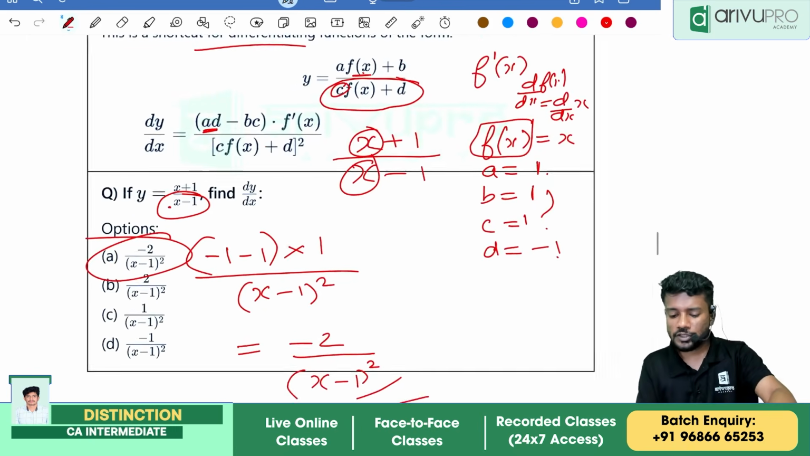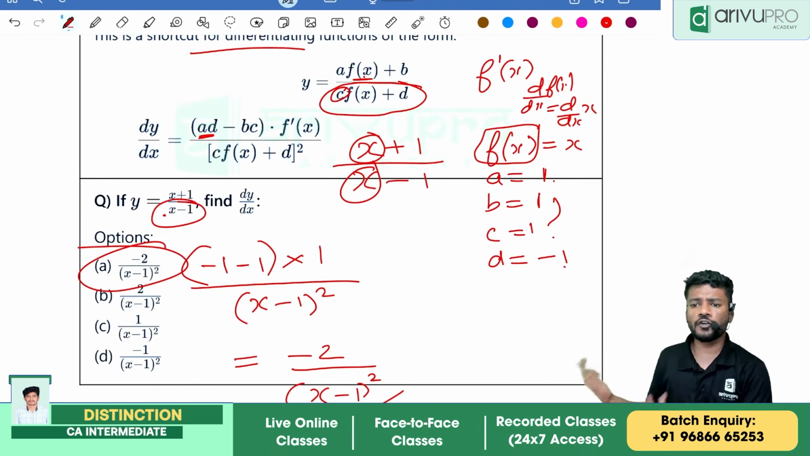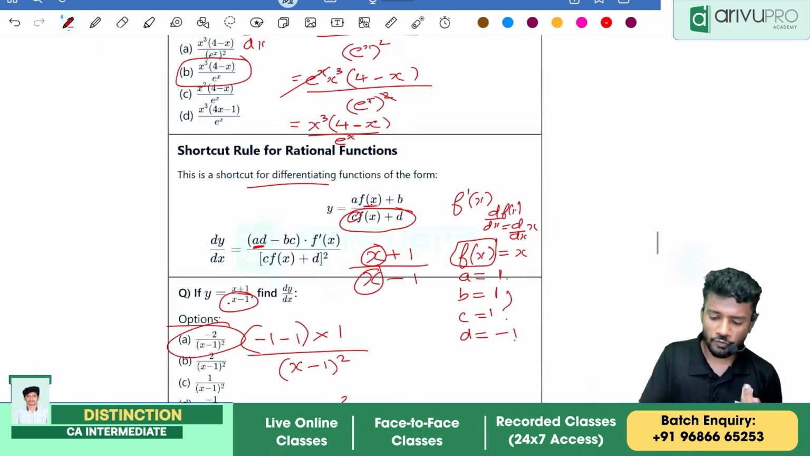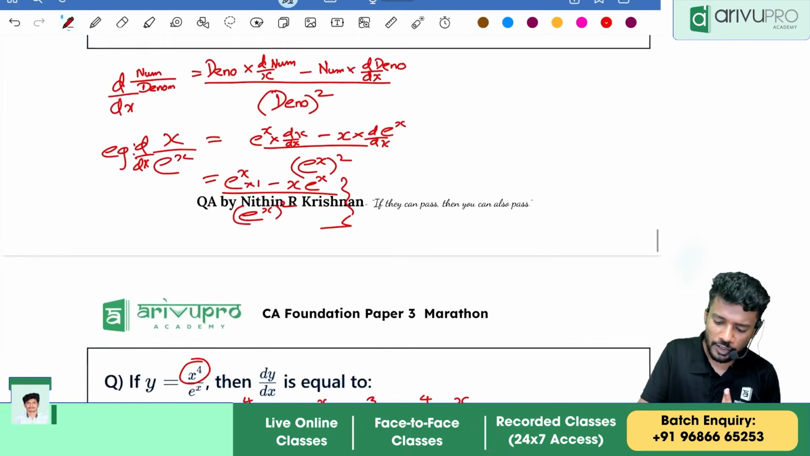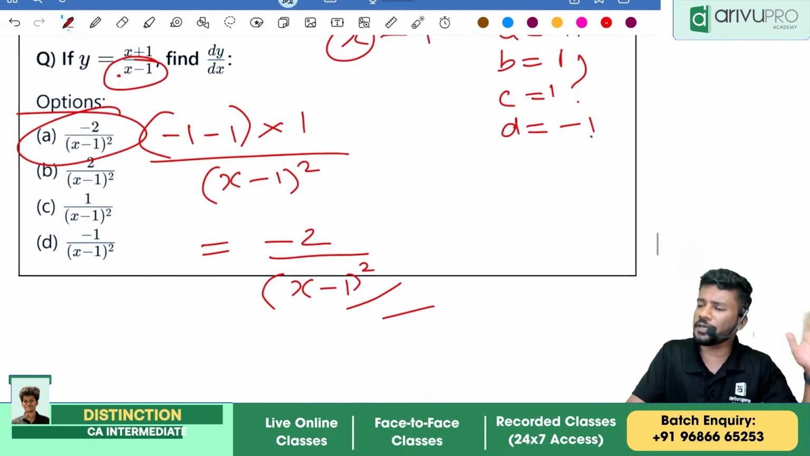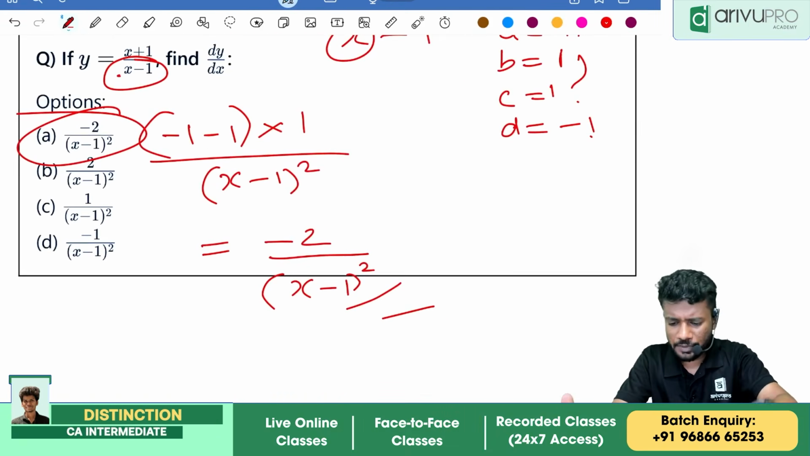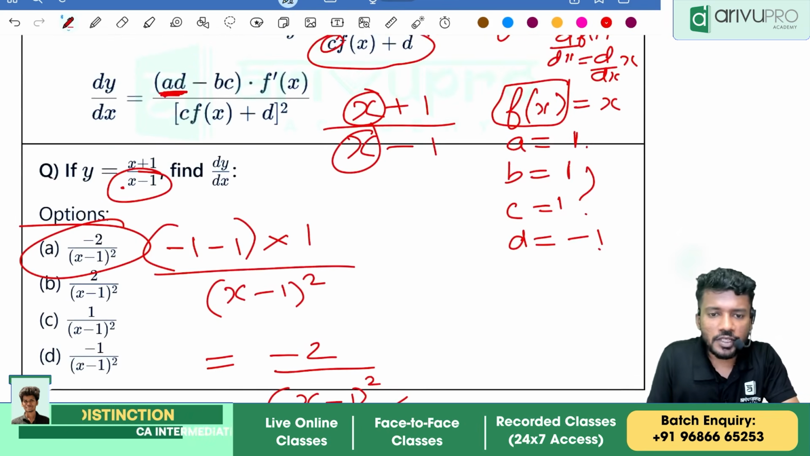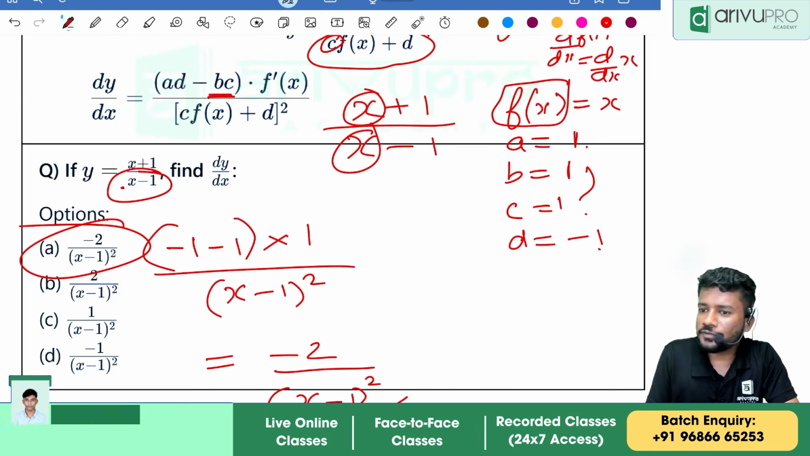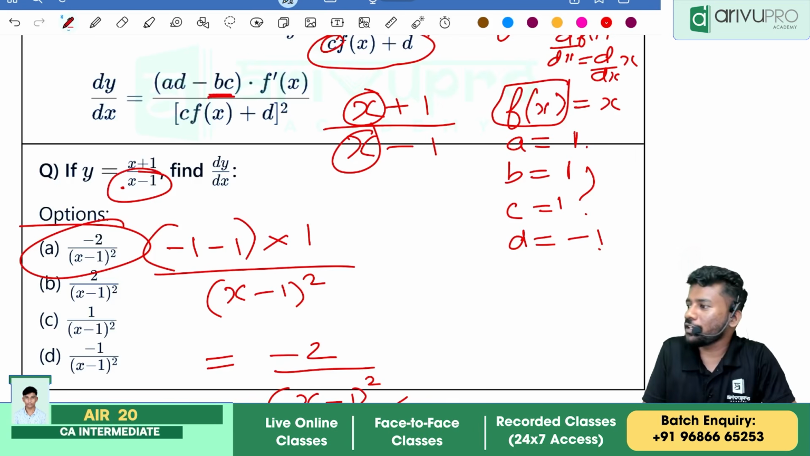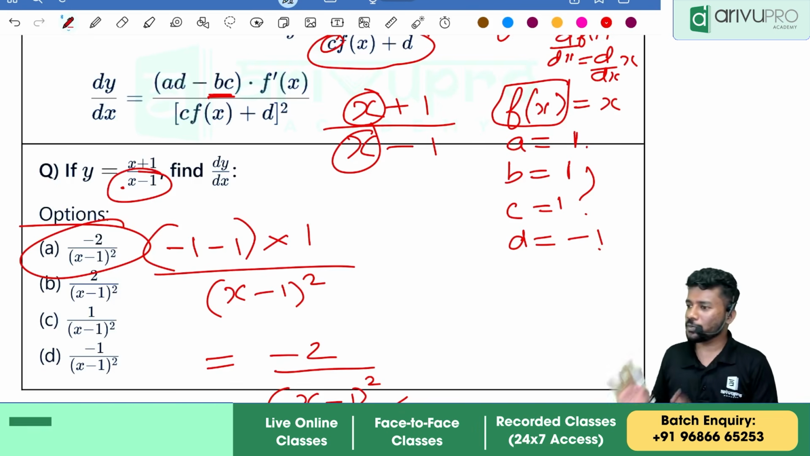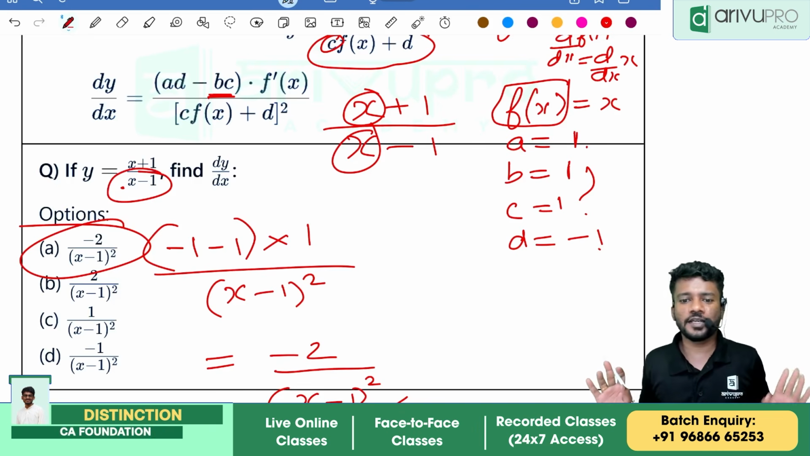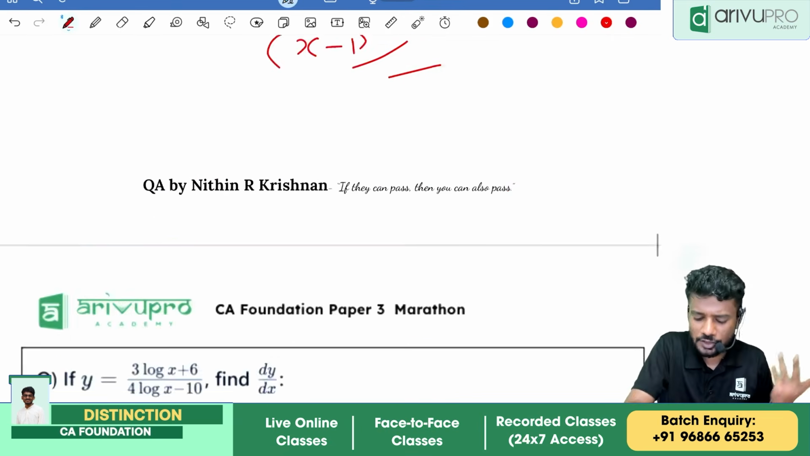So if you know this, you can directly write it. But if you don't know, what will you do? You will go for our quotient rule. That's all. You will get the same answer. There it will take some time. Here it is a direct answer. Now look at this. Product of the extremes minus product of the means into the derivative of f of x, divided by the denominator square. The denominator is not going to change because as per the quotient rule, it will be the denominator square itself. If you know this trick, it's good.